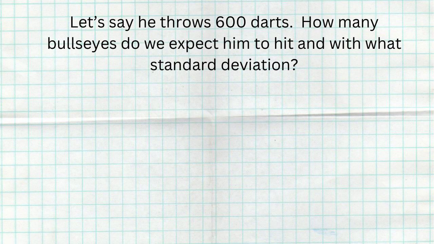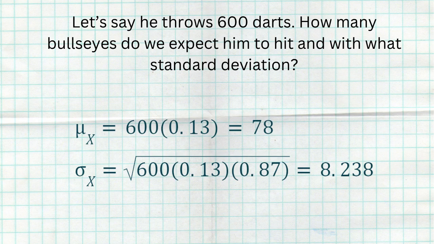Now let's expand this problem that we've been talking about, making it a little bit bigger. Let's just say that David is going to be in a tournament where he's going to end up shooting 600 darts. What is the mean and standard deviation for the number of bullseyes he expects to have over those 600 attempts? Well, pretty simple. The mean is taking 600 times 0.13, so he expects to make 78 bullseyes.